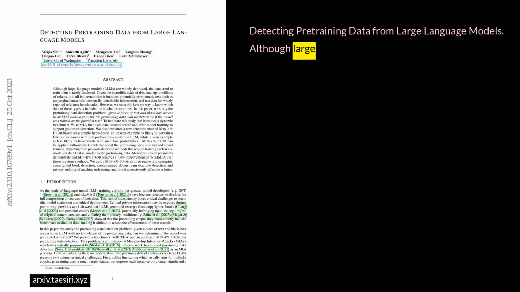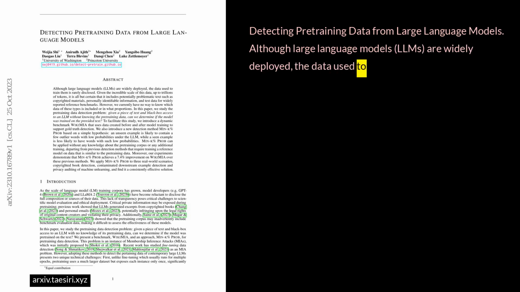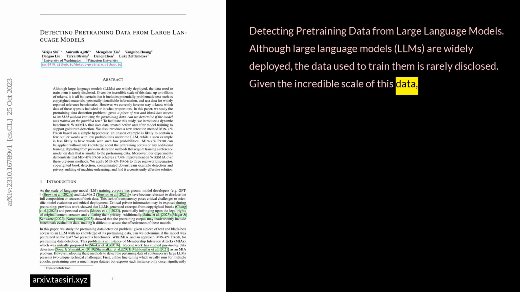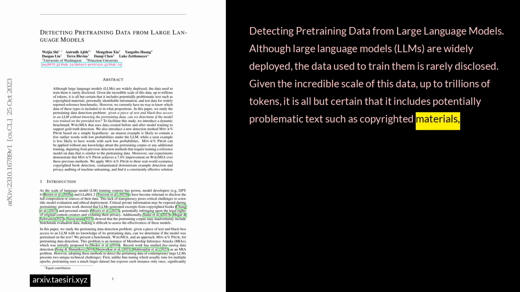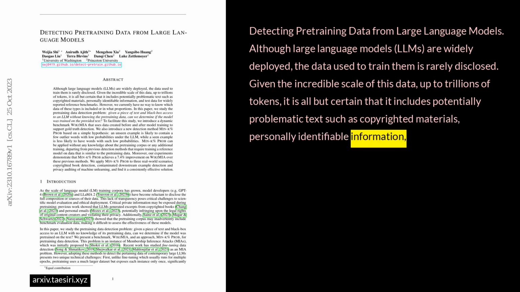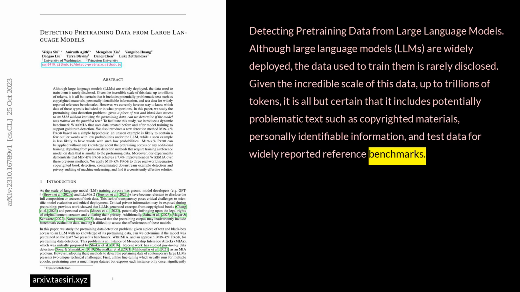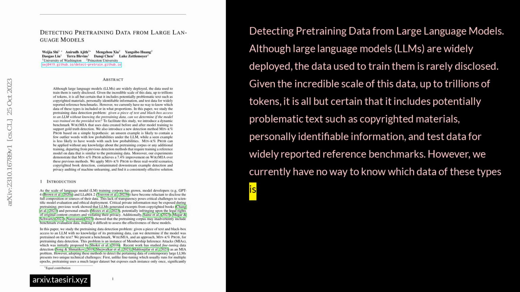Although large language models, LLMs, are widely deployed, the data used to train them is rarely disclosed. Given the incredible scale of this data, up to trillions of tokens, it is all but certain that it includes potentially problematic text, such as copyrighted materials, personally identifiable information, and test data for widely reported reference benchmarks. However, we currently have no way to know which data of these types is included, or in what proportions.